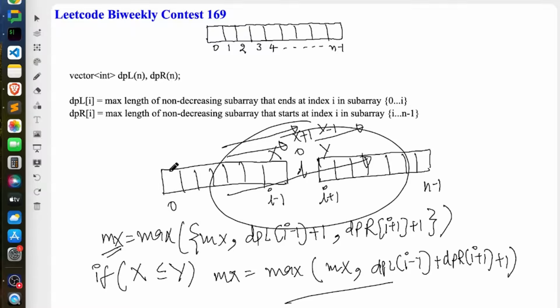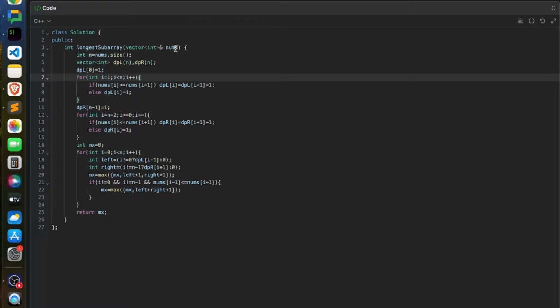So yeah, this is all about the explanation part. Let's look at the code. This is my nums array, this is my size, this is my dpl, dpr as per the explanation part. I have built it as per my explanation. So dpl of 0 is nothing but 1, like the subarray size is 1. And for index I to n, just check if your current number is more than or equal to the previous number. If that's true, your dpl of I is nothing but dpl of I minus 1 plus 1. Otherwise, dpl of I is equal to 1.